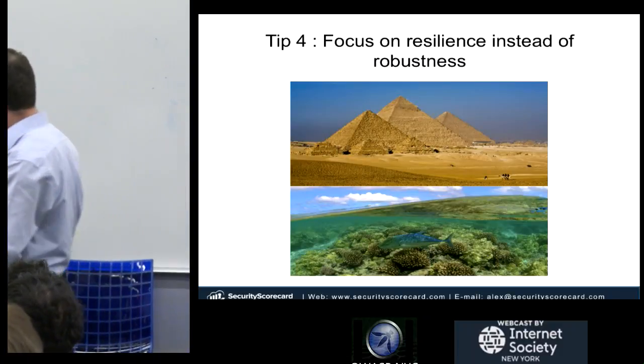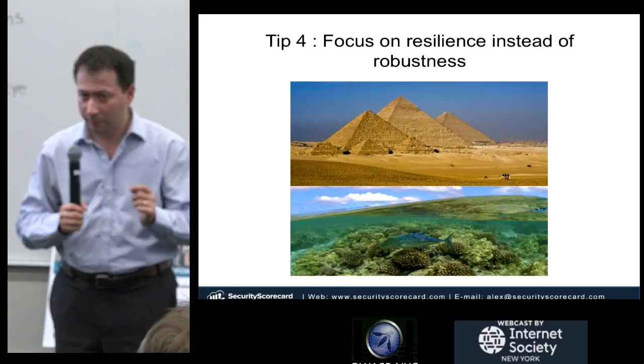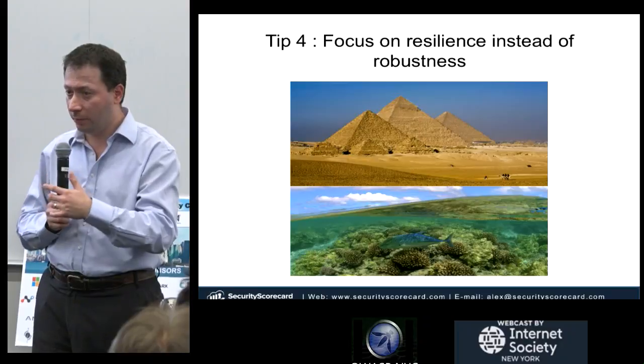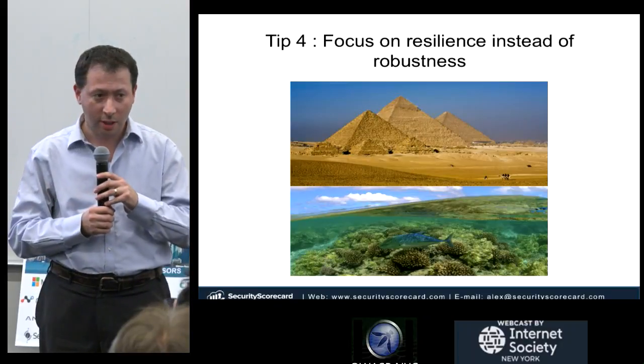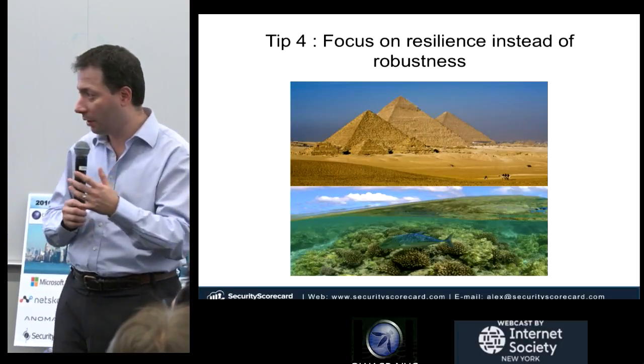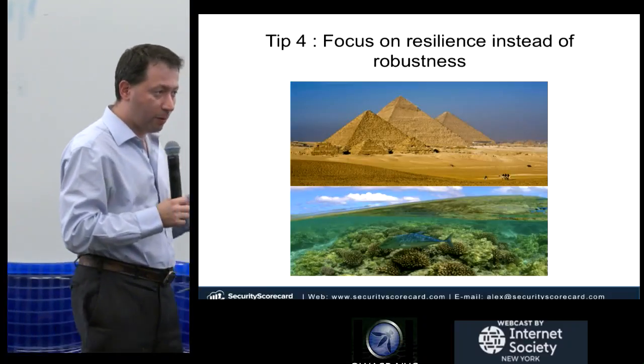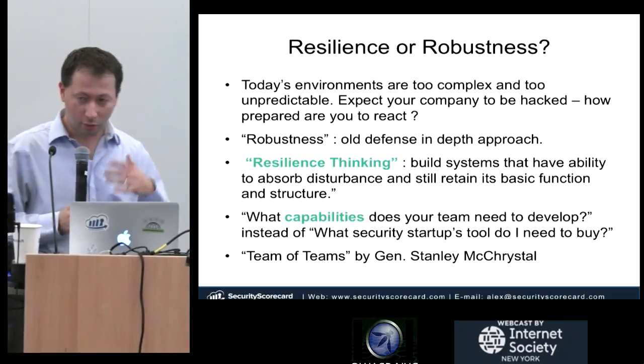And so it's a very good analogy given by former General Stanley McChrystal in his book, Team of Teams. Very good book about team design and organizations, and it very much applies to security. So how do we focus more on resilience instead of robustness in our organizations? So what does that mean?